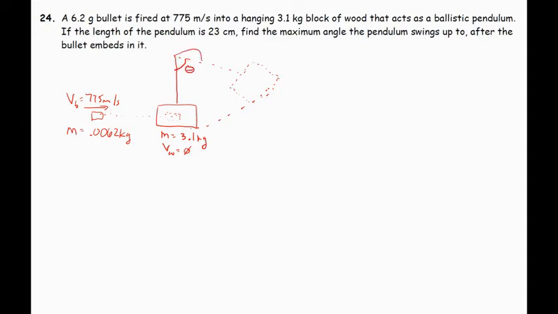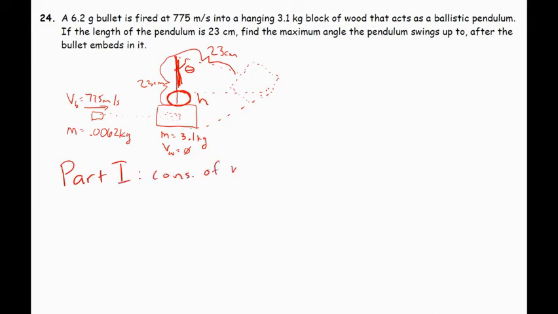So we know that this is 23 centimeters. We know that this is 23 centimeters, okay? And we're going to figure out right here, we're going to figure out what the length of this part of this triangle is, because we figure out that this part of the triangle is the height at which the block goes up. Okay, so let's talk about it in terms of momentum and energy. We have two parts to this problem. Part one, we're going to use conservation of momentum.